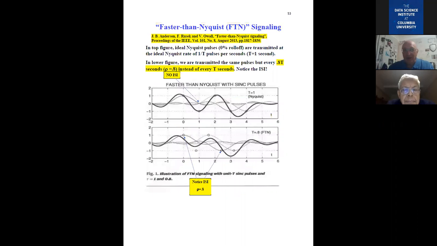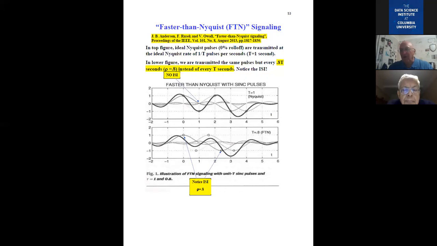So let me give you an example here. The top diagram is using perfect Nyquist signals, 2W symbols per second and a bandwidth of W hertz. If you look at any instant of time at this point, if you sample, all the sinc functions go through 0 at this point. You sample, you get just this value here. At this point, everything goes to 0. You just get that value. Typical Nyquist signaling.